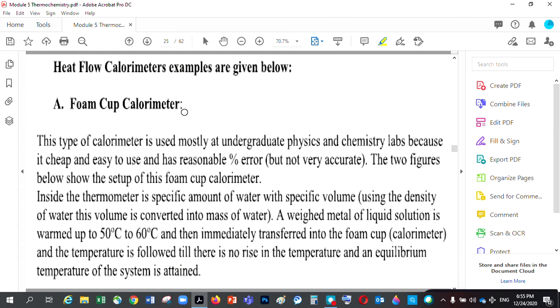So let's look at the heat flow calorimeter example. We use this one in our undergraduate experiment. We use just a very simple foam cup, like a coffee cup, as a calorimeter. It's not bad. It gives us a very reasonable error. But at the end, it's not very accurate. You can't use it for research, correct? Just for teaching purposes, we can use the coffee cup or foam cup calorimeter. We can see the picture in a few seconds here.